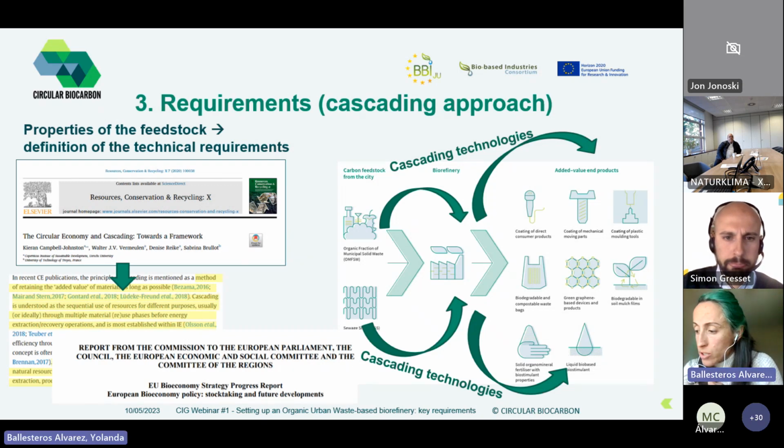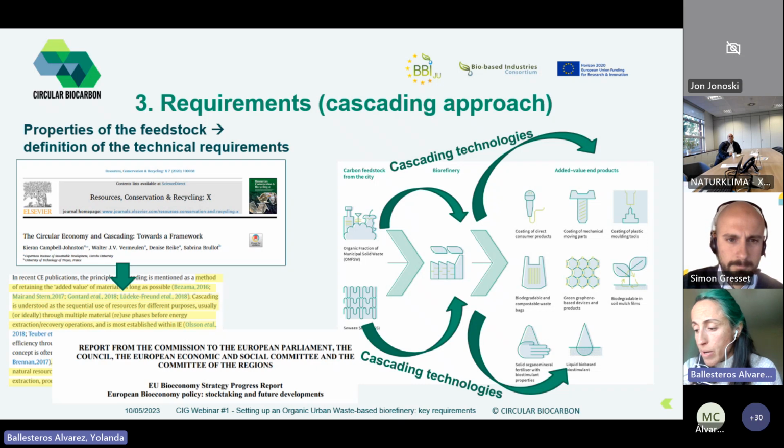In addition, according to the report of the European Commission on the situation of the strategy for bioeconomy, which appears on the slide, the cascading approach must be in the core of biomass utilization. In order to explain this point, we must first take a look at the meaning of cascading processes. Cascading processes are mentioned in recent publications dealing with circular economy.